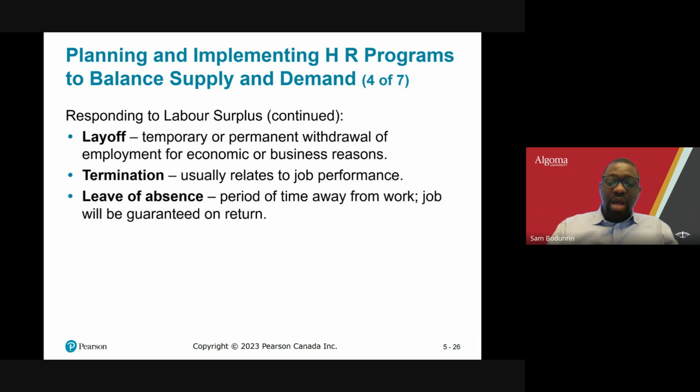Still on labor surplus, you can lay off people, permanent layoff or temporary layoff, and you can terminate employment. This one is very tricky, but it's still possible under the employment-at-will principles. Then you can also ask them to go on leave without pay for a long time until the business bounces back.